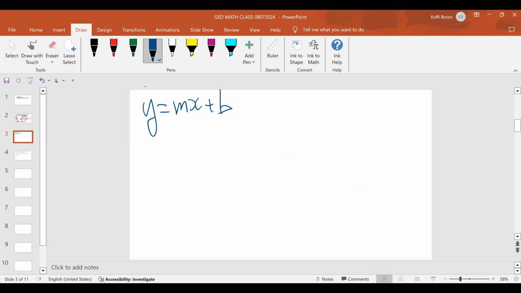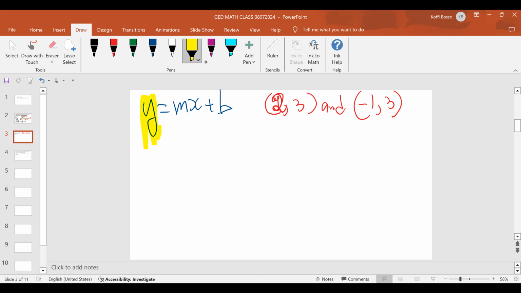Okay. Remember, we had to find the equation using 2 points, (2, 3) and (-1, 3). So in this equation, we have a different thing to figure out. We have a y here, okay? We have an m, we have x, and we have b. Good. So, we have 2 points.